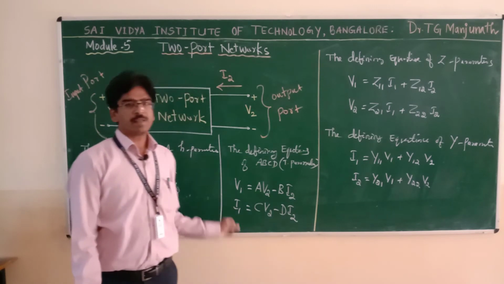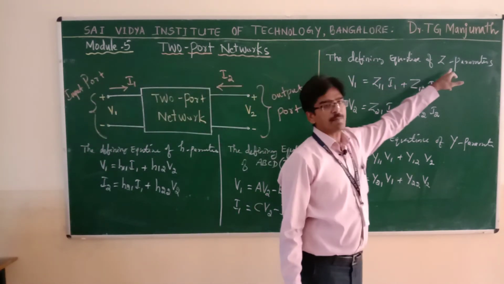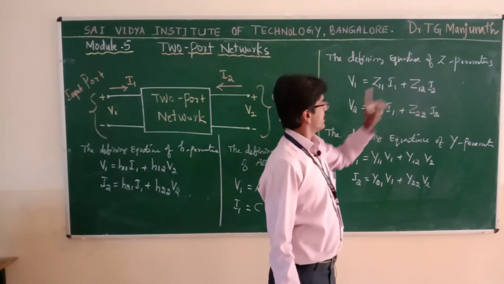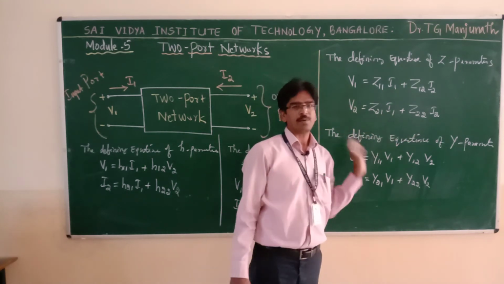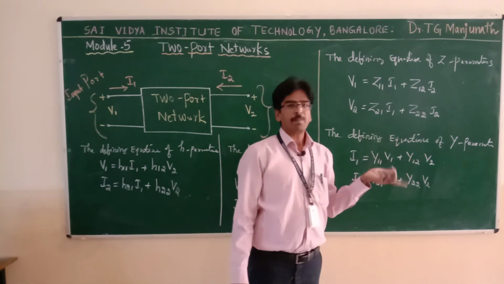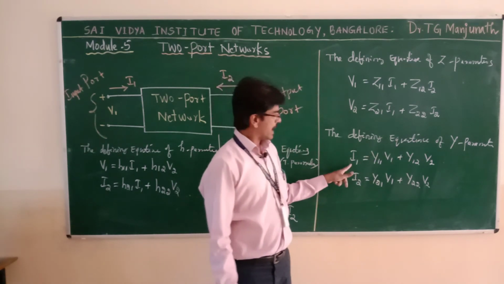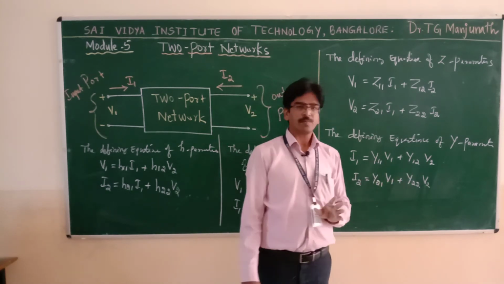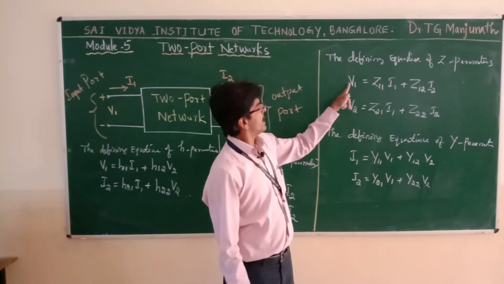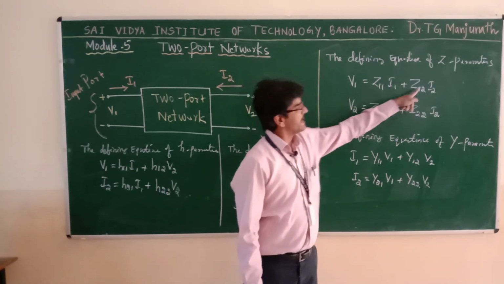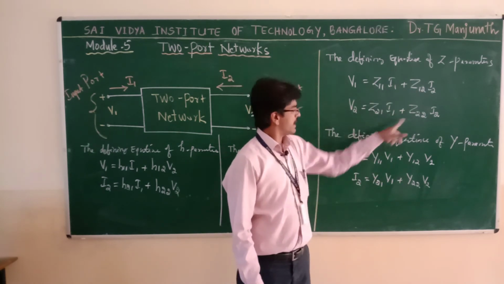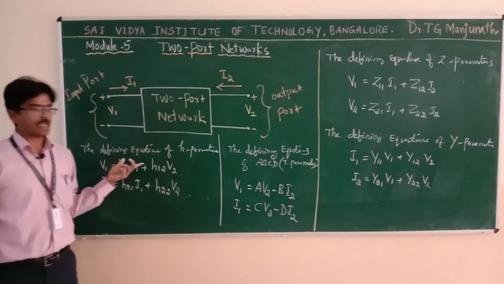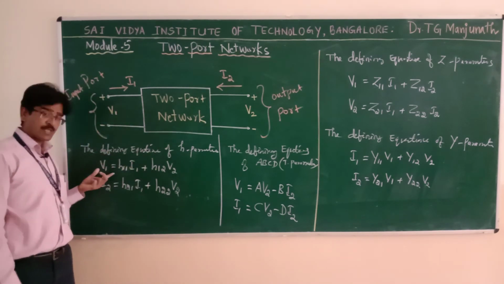Okay. To conclude this session, the defining equations of Z parameters are voltage equations: V1 equal to Z11 I1 plus Z12 I2, V2 is equal to Z21 I1 plus Z22 I2. The defining equations of Y parameters are current equations: I1 is equal to Y11 V1 plus Y12 V2, I2 is equal to Y21 V1 plus Y22 V2. Opposite to this, wherever V is there, write I, wherever I is there, write V, wherever Z is there, write Y. That's all, opposite.